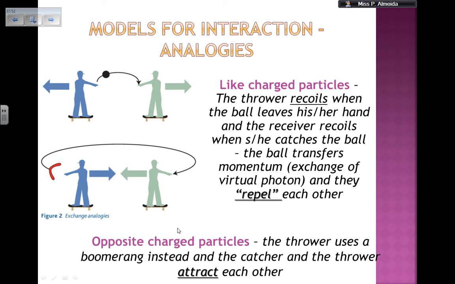For opposite charges, the analogy is thinking about a boomerang. So the blue guy is now throwing a boomerang to the green guy. And because momentum is conserved, as he throws the boomerang forwards, he goes backwards, getting closer to the green guy. The green guy receives the boomerang, and because momentum is transferred, he's going to go closer to the blue guy. So they attract each other. And that's what it says in here. For opposite charged particles, the thrower uses a boomerang instead, and the catcher and the thrower attract each other.